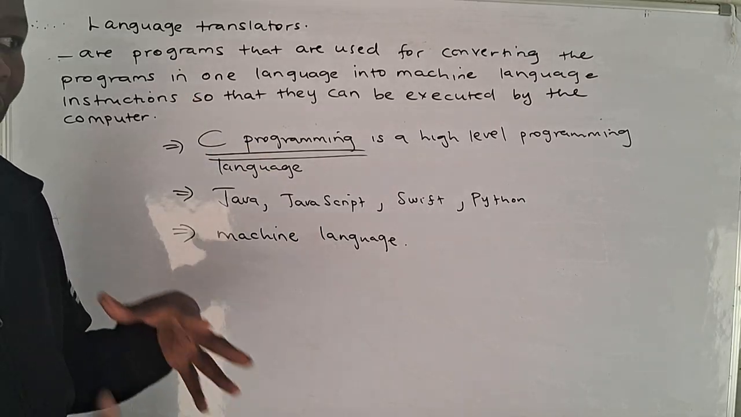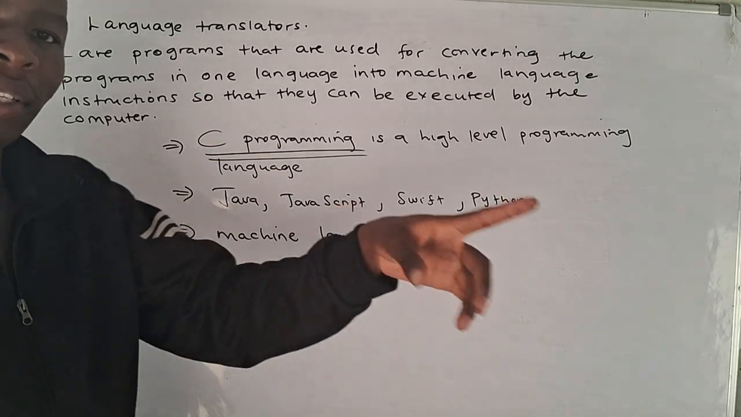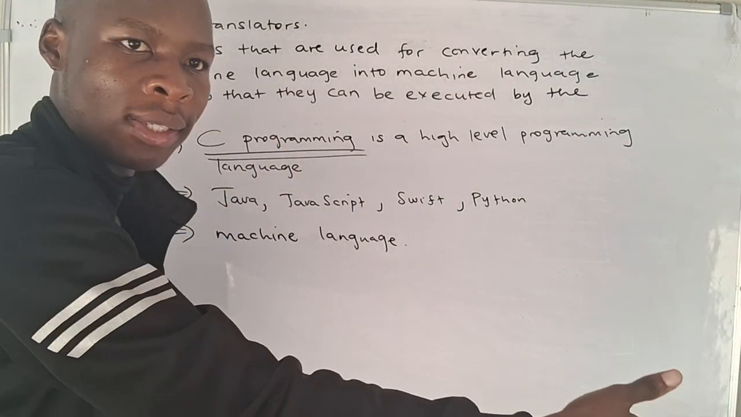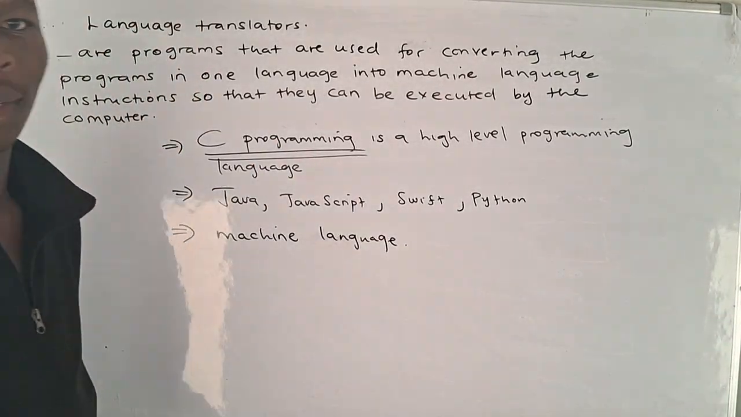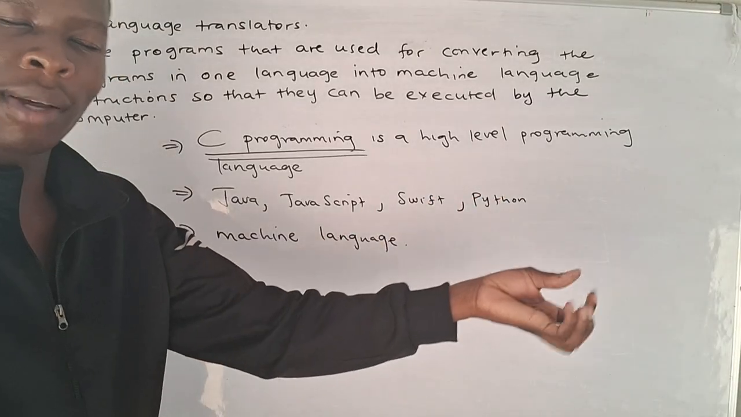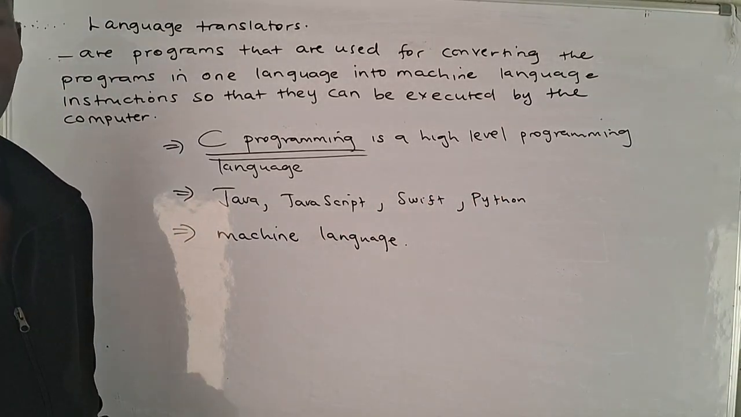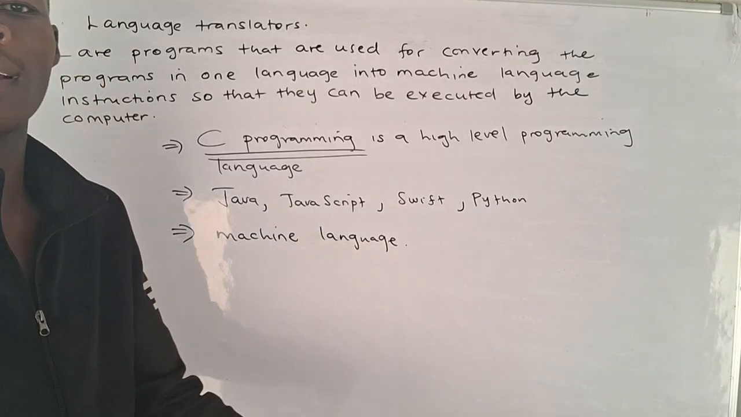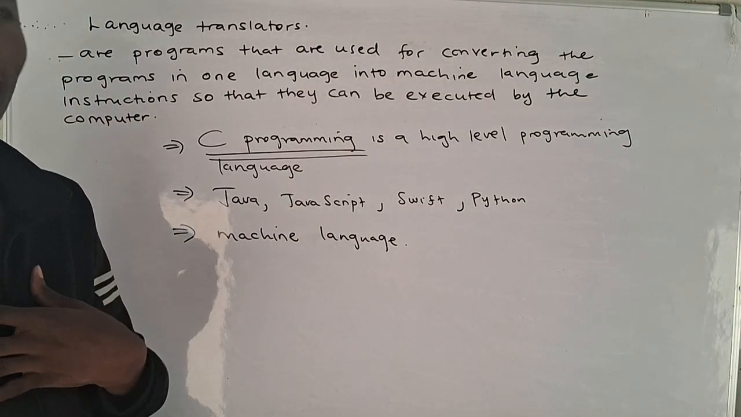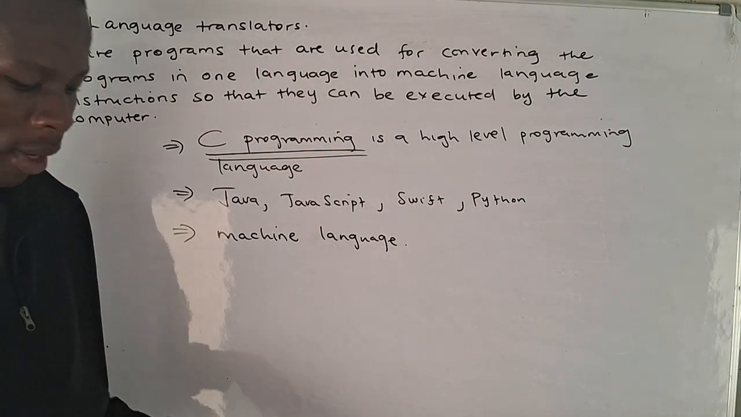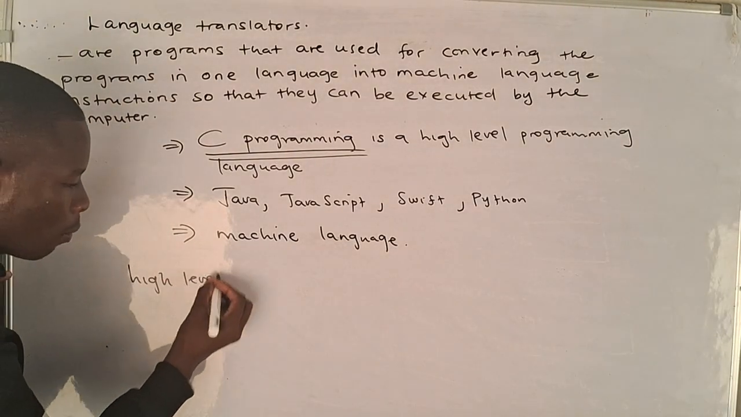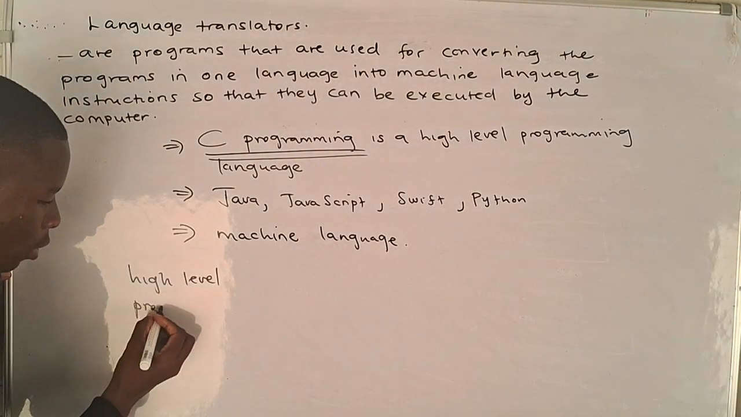If I say something in Shona, the person is going to translate my statements into Chinese so that this man can understand. If this man says something in Chinese, the person is going to translate this Chinese into Shona so that I can understand. So here I have the high-level programming language.